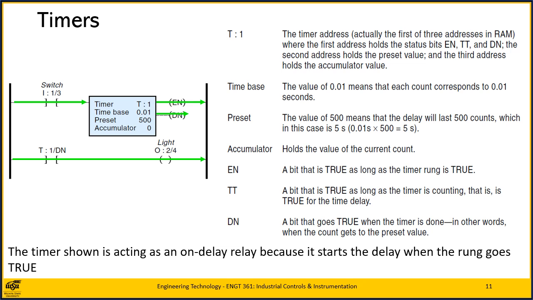The timer shown is acting as an on-delay relay because it starts the delay when the rung goes true. Off-delay timers are also available. If switch I14 is opened, the timer switches off and EN and DN go false, and light O:24 switches off.